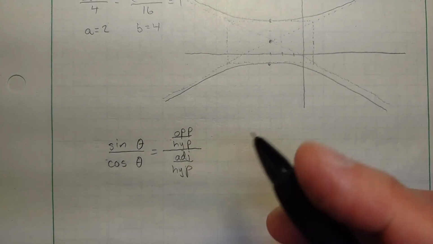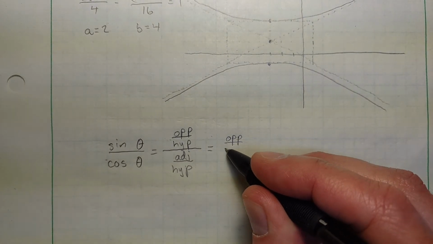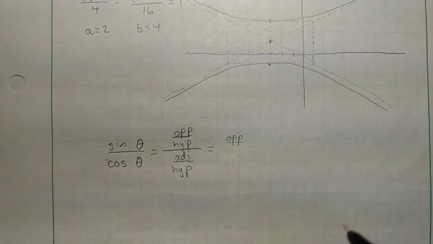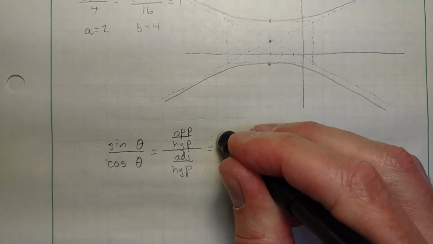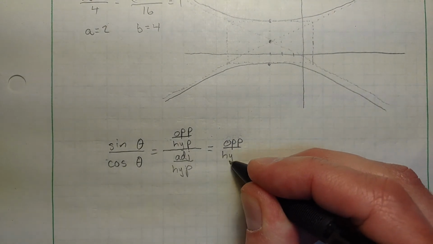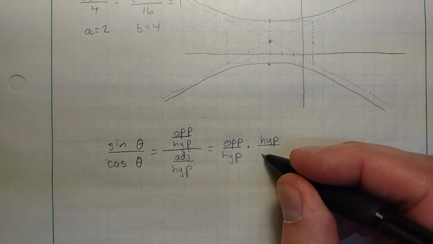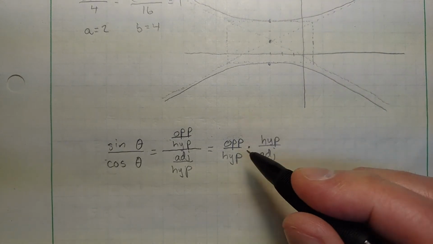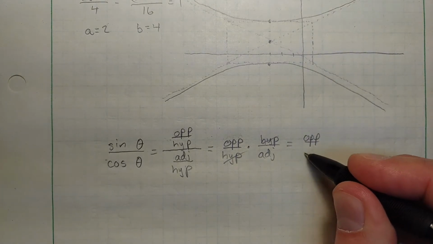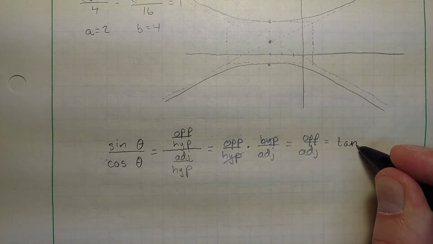Well, if I have a fraction divided by a fraction, that's equal to the top fraction, opposite over hypotenuse, times the reciprocal of the bottom one, which is the hypotenuse over adjacent. Notice the hypotenuses cancel, and I just get opposite over adjacent, but that's equal to the tangent.